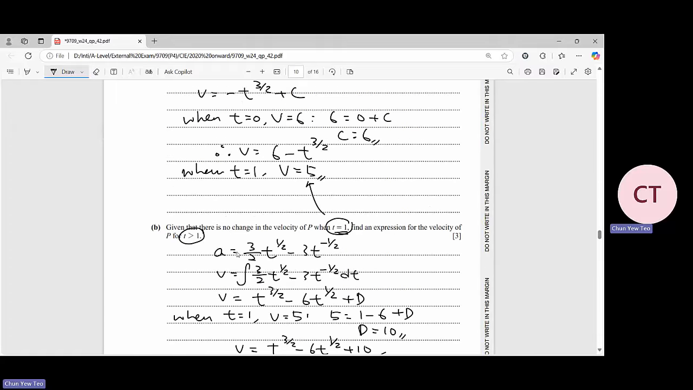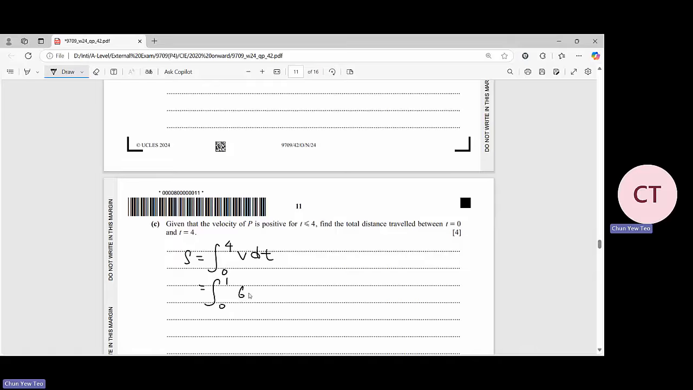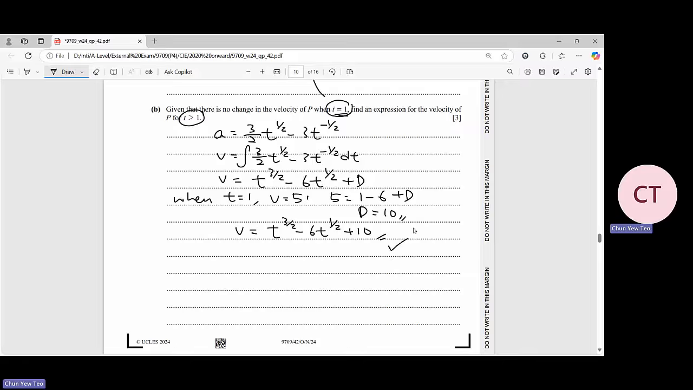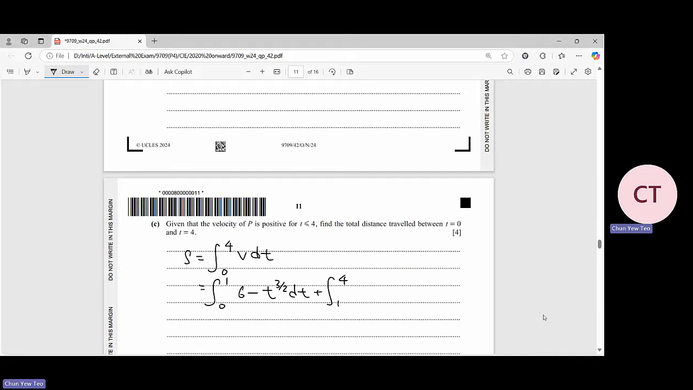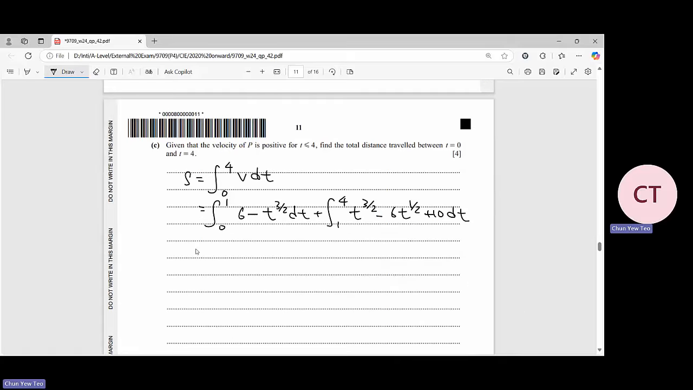V1 is over here. Okay, so we have to use this formula for the V1 when it's 0 to 1: 6 minus t power 3 over 2. Then when it's 1 until 4, you will be using another formula. You will be using this formula: t power 3 over 2 minus 6t power half plus 10 dt. So we just need to integrate them one by one.